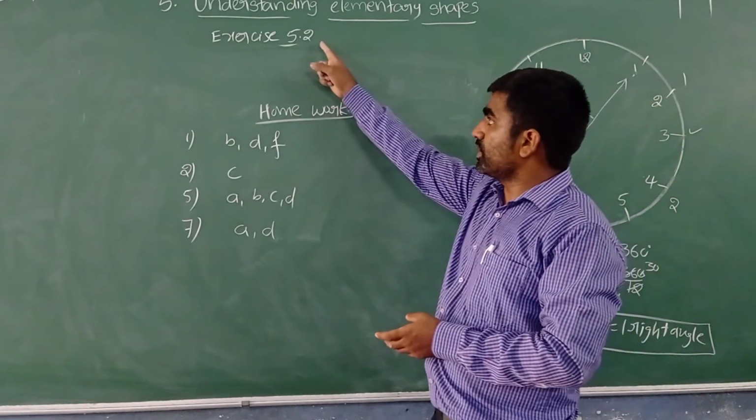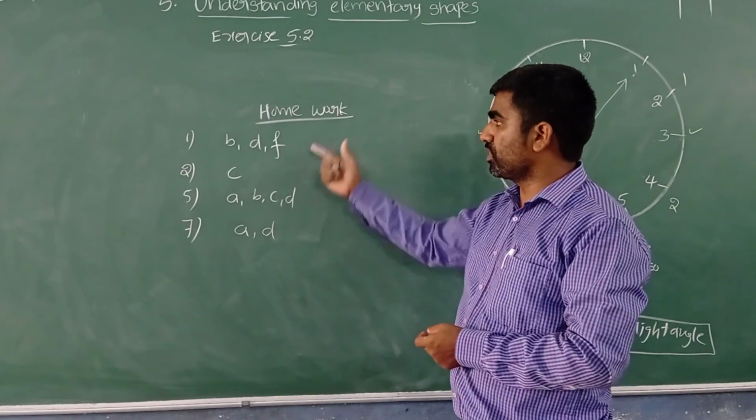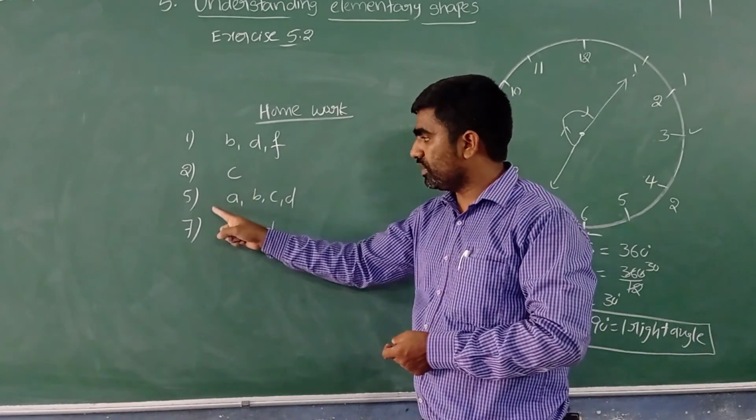Based on that, from exercise 5.2, this you can try as homework: first bit, second bit, fifth bit and seventh bit.